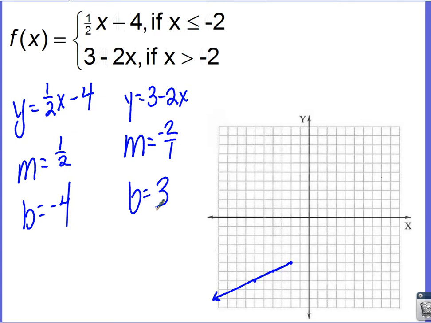So let's go ahead and plot those points. So my y-intercept is 3, 1, 2, 3. And my slope is -2 over 1. So I'm going to fall 2 and go to the right. Fall 2, go to the right. Okay. So let's make sure we get them the other way.